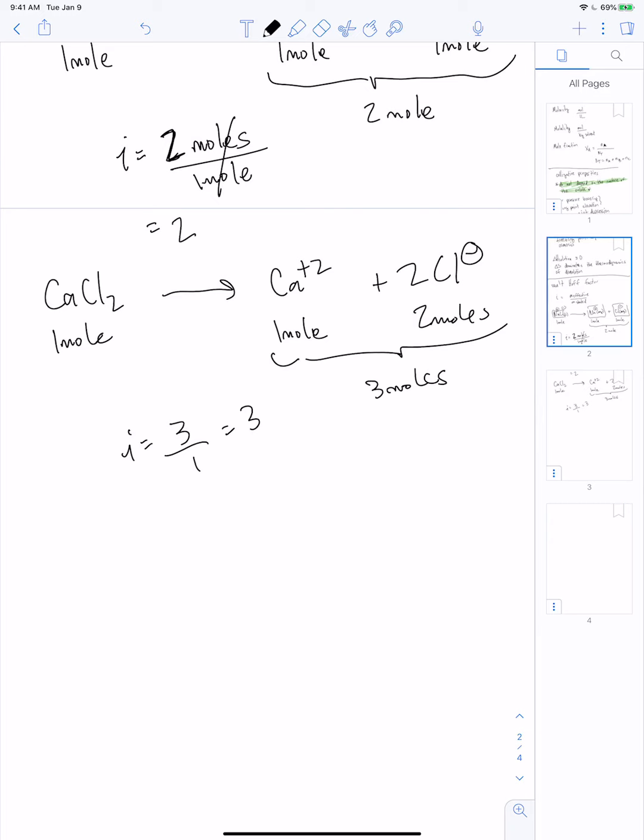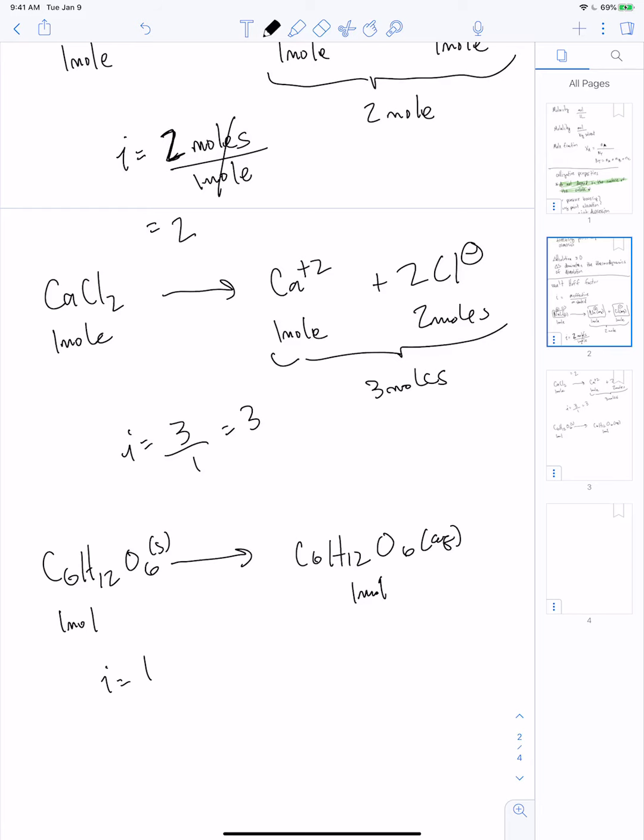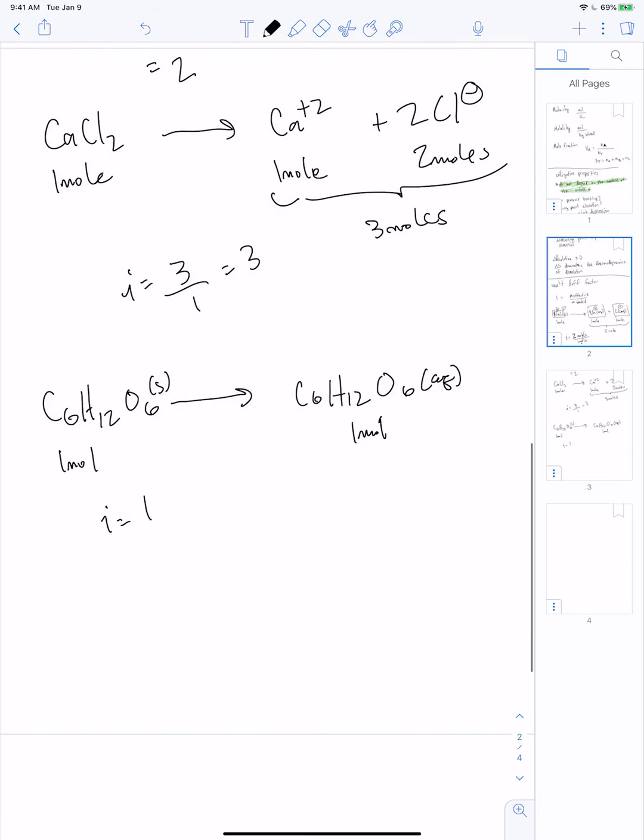What are some instances where we don't have to worry about this? If we look at sugar, so we looked at glucose earlier. So compounds that are not ionic compounds, essentially. If I take this, I start out with 1 mole, I put it in water. Now it's dissolved in water, but I still only have 1 mole there. It doesn't break up. So the Van Hoff factor there is just equal to 1 because nothing changes. And that's true of any kind of molecular compound.